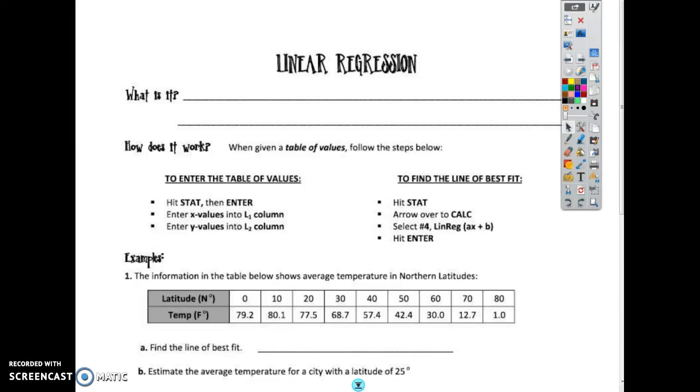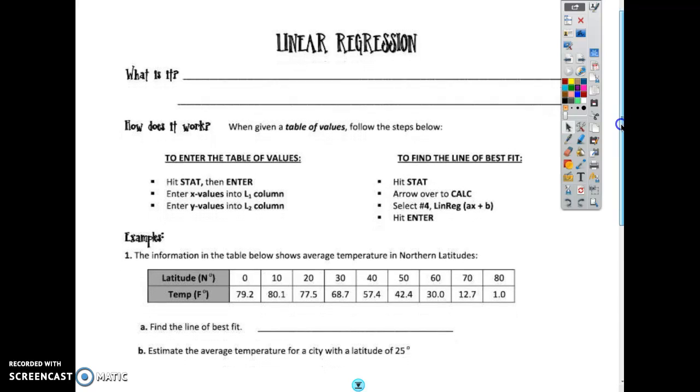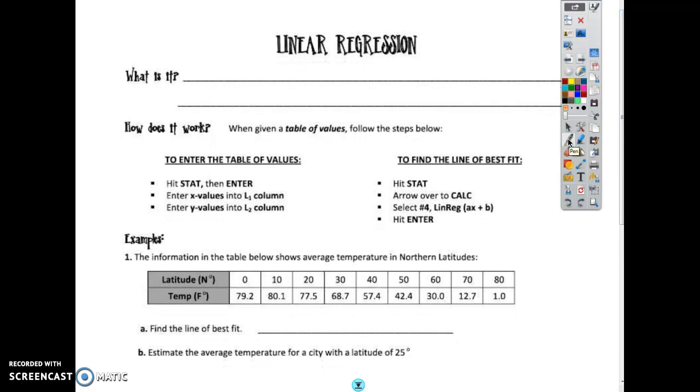Okay, so linear regression is the same thing that we just finished doing. Linear regressions are used when you don't have the equation of a line and you want to get the equation of that line. We can be doing a line of best fit. So the linear regression, what is it? It's a line of best fit for ordered pairs, for scatter plots, or for anything that looks like it could be a line.